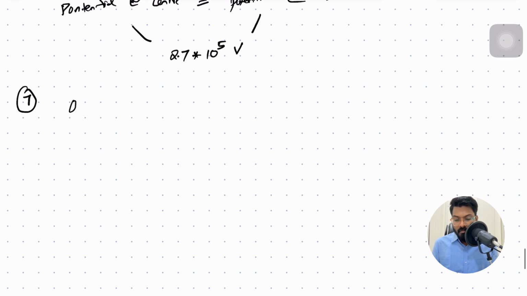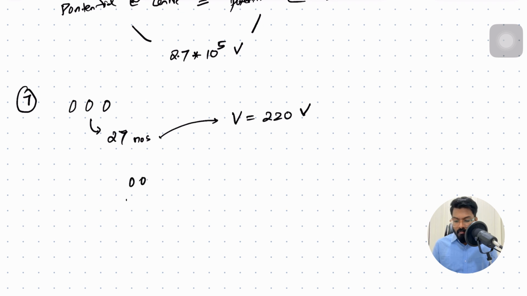There are some drops and there are 27 of them. 27 such drops, and each of the drops is charged to 220 volts. And all of them come together and form a big drop. We need to calculate the V, the potential of this bigger drop.